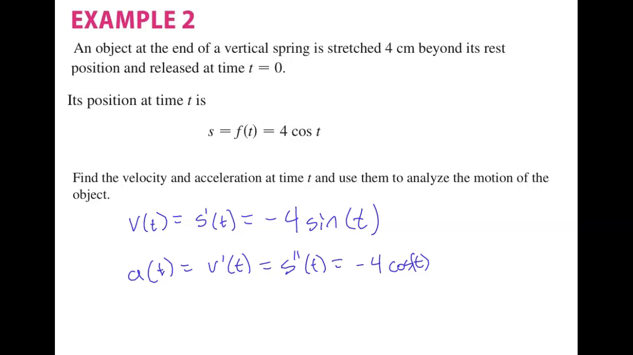All right, and so now let's talk a little bit about what they say, analyze the motion of the object. What I want to know is when it's speeding up and when it's slowing down and when it's changing direction. So how is velocity different from speed? What does velocity tell us that speed does not? I've asked it in a way that you can give me a one-word answer if you'd like to. Perfect. Direction, right? So the sign of velocity tells us direction. So the velocity function is the thing that'll tell us about when it's changing direction, correct?